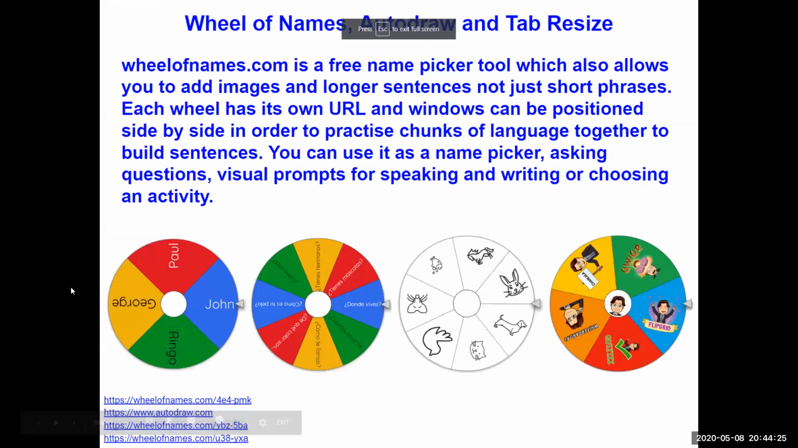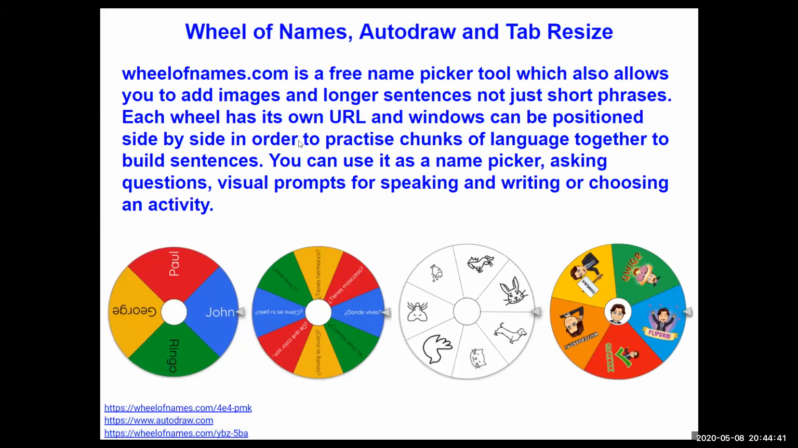Right, Wheel of Names. Wheel of Names has been around for quite a long time now. It's fabulous as a simple name picker, but you can also use it in lots of other ways, which I'm going to demonstrate right now. As you can see, it's a name picker which also allows you to add images and longer sentences, and you can group a lot of wheels all together in the same space. So here, the first wheel is a name picker of which is your favorite Beatle. You've then got a set of questions in Spanish.